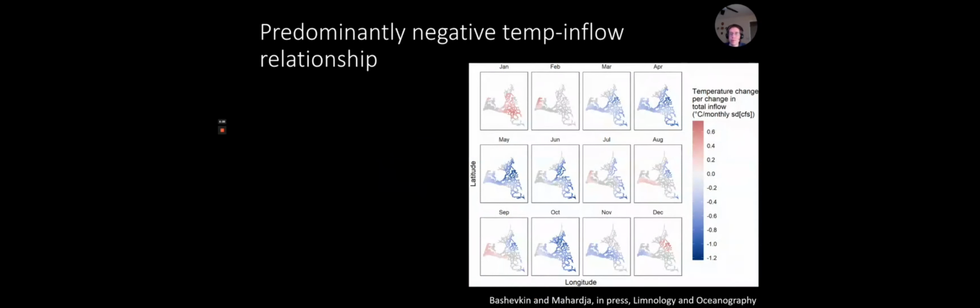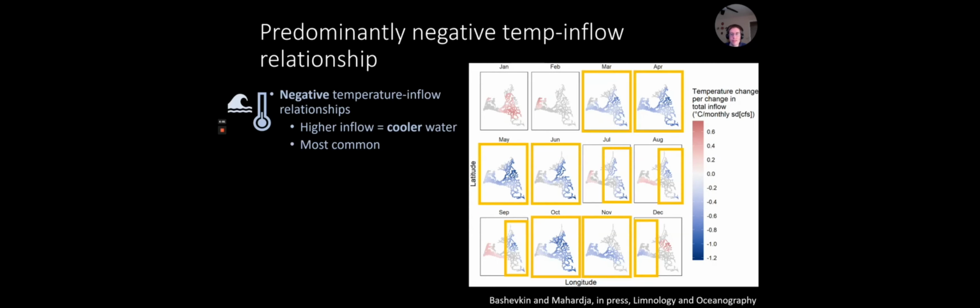We found that there was a predominantly negative temperature inflow relationship. So on the graph here, you can see that there are 12 subplots, one for each month, January through December. Each plot is a map of the study region, and the colors represent the temperature inflow relationship, which is the temperature change per change in total inflow. And as I said before, we detected negative temperature inflow relationships most commonly. In this type of relationship, higher inflow is associated with cooler water. And you can see those areas surrounded by a yellow box now.